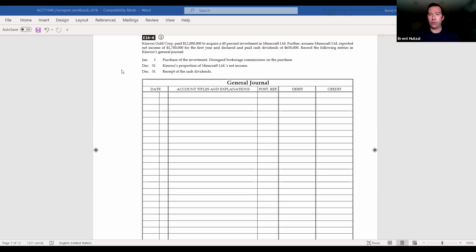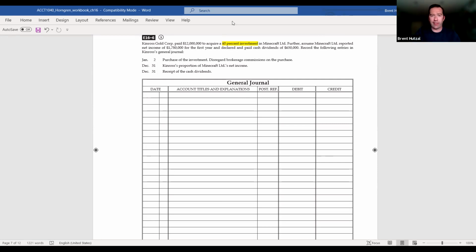And the three entries that you see listed there are related to the purchase of the investment, the proportion of Kinross's net income that they would be entitled to, and then the cash dividends that Kinross would also be entitled to. Now, I want to highlight something right off the bat when you see the percentage of the investment. I want you to highlight that because, as we talked about, that percentage of the company that's being invested is very, very important. Let me show you what I'm talking about.